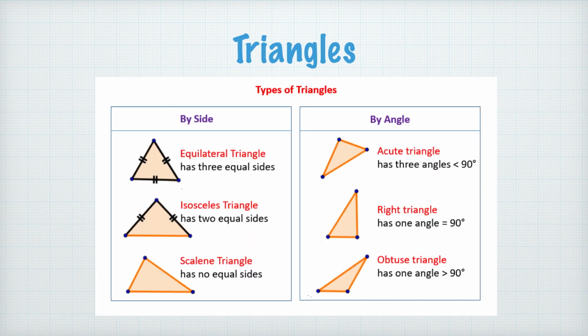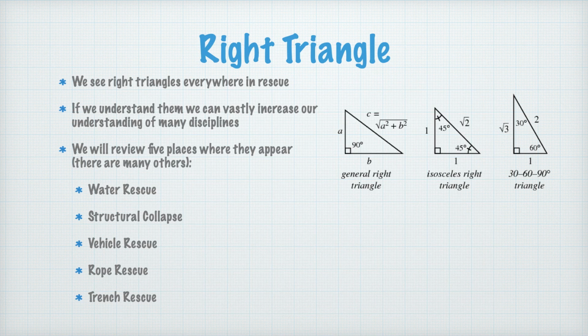So as you think about triangles as a whole, they're often thought of by their sides. And so you have the three types of triangles if you're considering them by side. But then you also have triangles named by their angles. And the one that we'll focus primarily on will be the right triangle, and the advantages of the right triangle and how we can use them. So we see them everywhere in rescue.